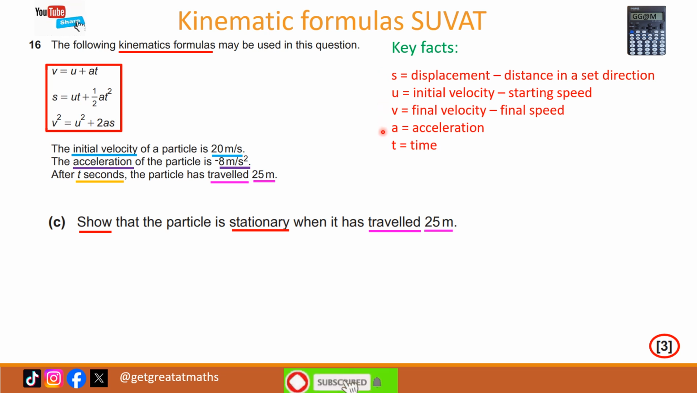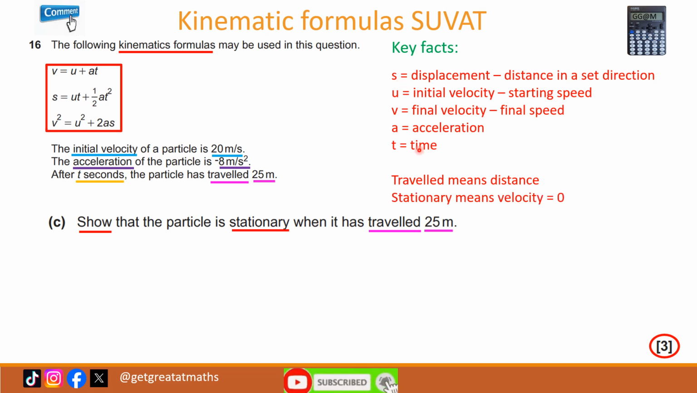Now, you've got to use this information here. Pick which kinematic formula you're going to use to show that the particle is stationary when it has travelled 25 meters. You will also need to know that this word here, travelled, means a distance. So our distance is 25 meters. So in this case, our displacement is going to be 25. So S will be 25. And we also need to know that stationary means that your velocity is 0. So basically, this question here means show that when the particle has travelled 25, so when S is 25, you've got to show that your final velocity is going to be equal to 0.